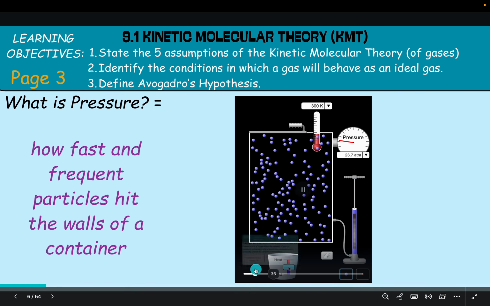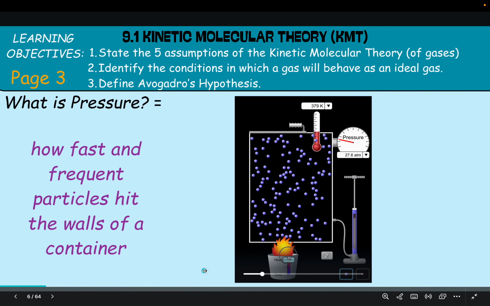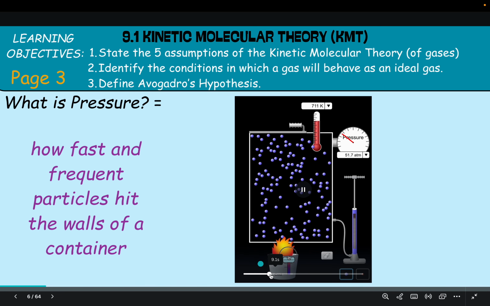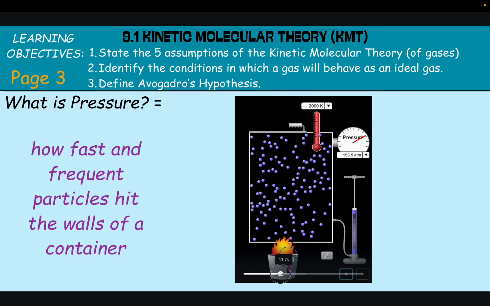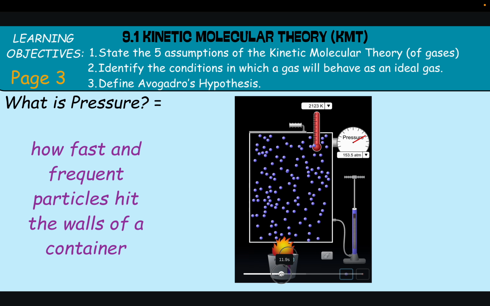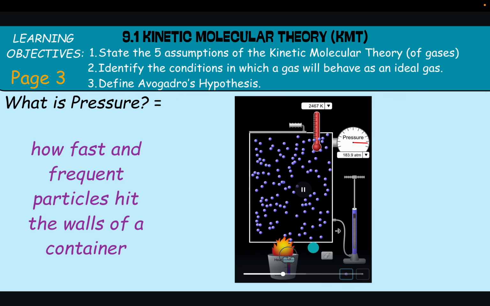Now I'm just going to add some heat to that. Okay, the heat is going to make the particles move faster and increase their average kinetic energy. Okay, when it does that, it's increasing the energy of the particles. They're going to be colliding with one another and with the walls of that container a lot more. Okay, so there are more collisions now. So we can see that the pressure went up to 153.5 atmospheres.